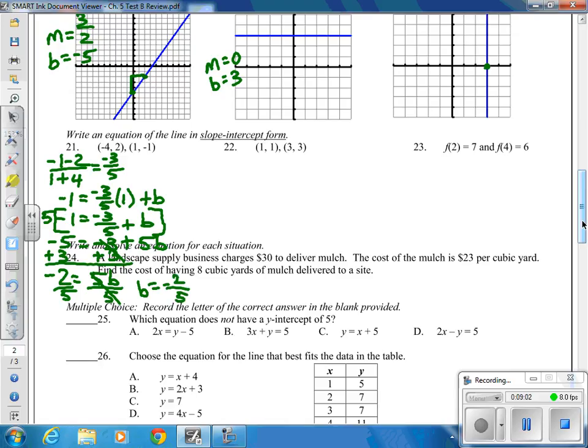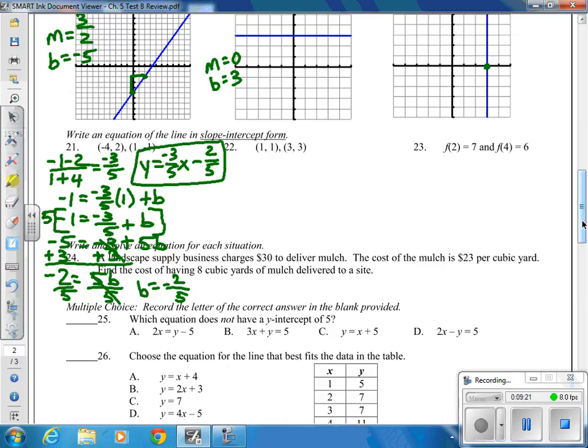So now that I have my m and my b for number 21, I'm going to put them together and write the equation. Y equals negative 3/5 x, and then it's minus 2/5. So this entire equation right here is the answer to number 21.